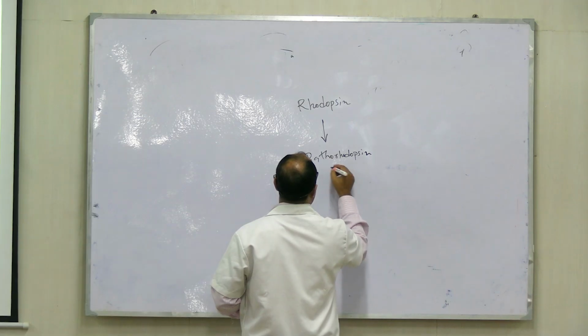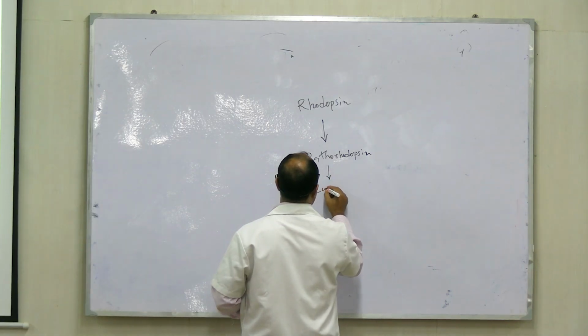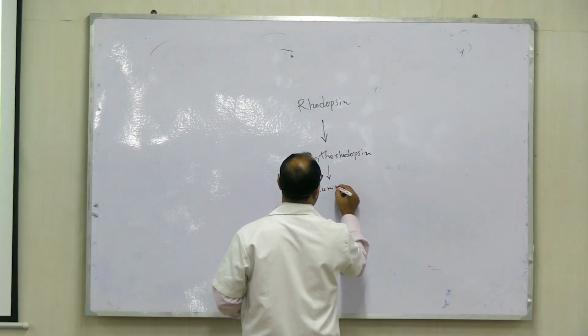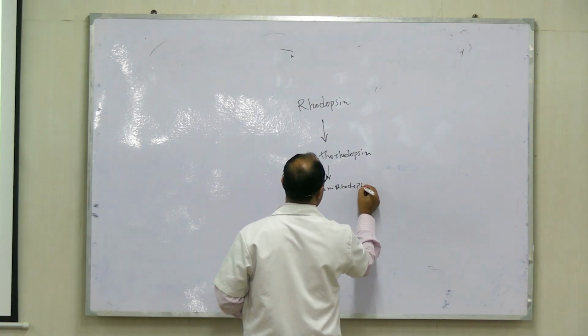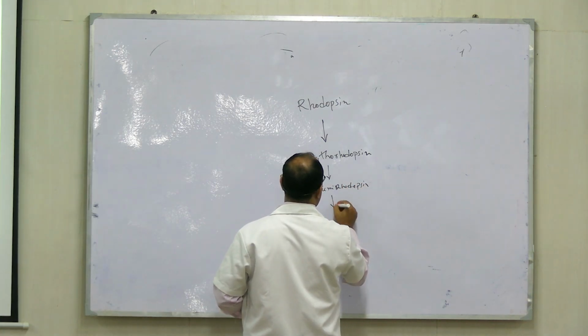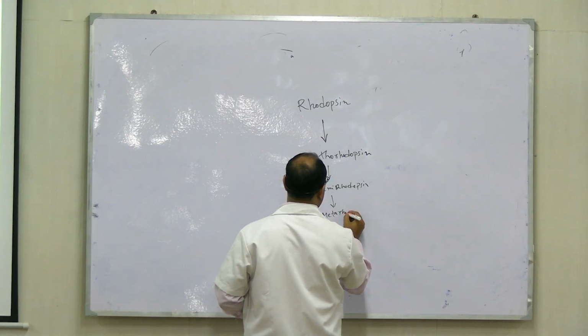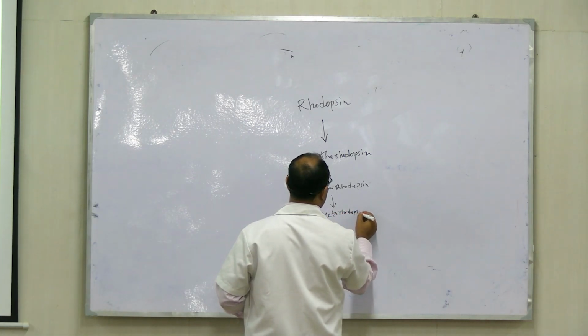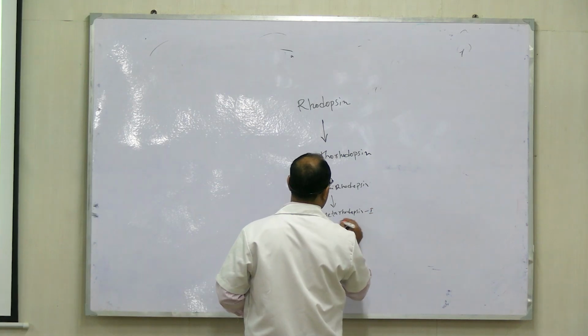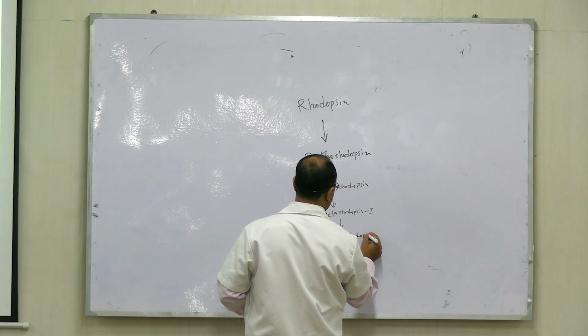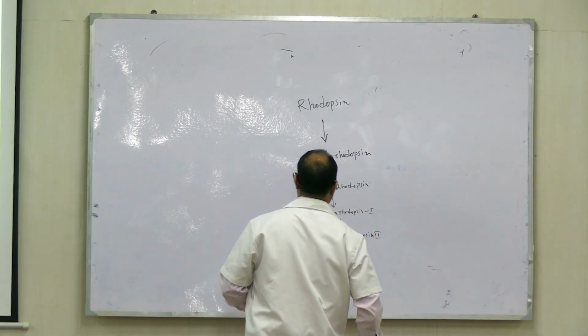Rhodopsin converts into bathorhodopsin. Next, lumirhodopsin. Next, metarhodopsin 1, metarhodopsin 2.